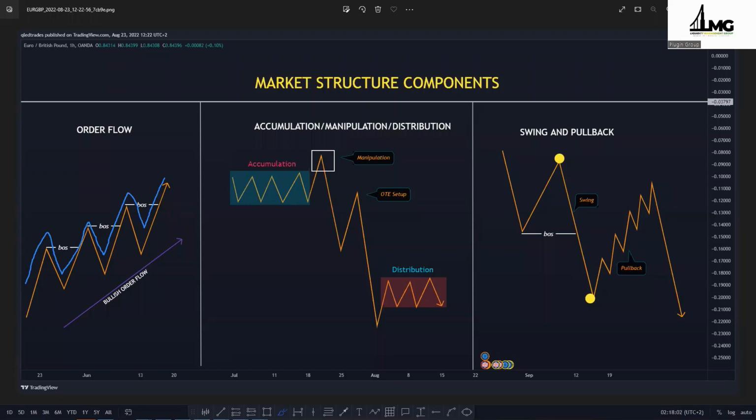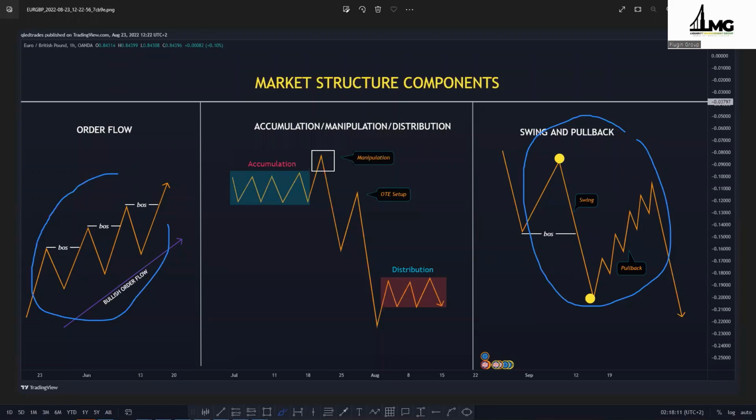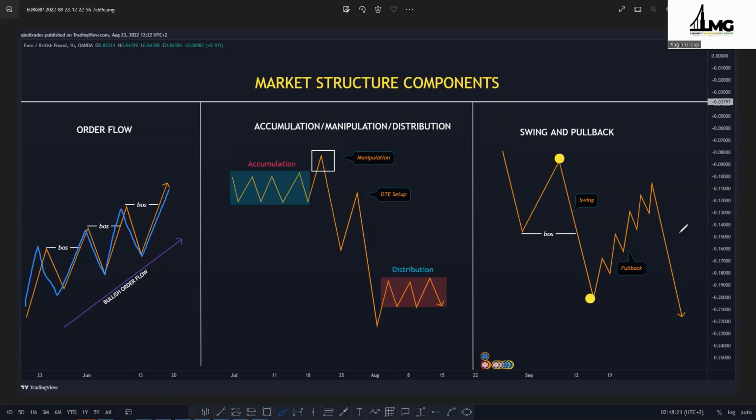And then from there, what do we see? We see the formation of a pattern within this order flow movement. Let me clear this up. We see price swinging, pulling back, swinging, pulling back, swinging, pulling back, swinging. So we've already established that a swing and pullback is within an order flow, which is perfect.